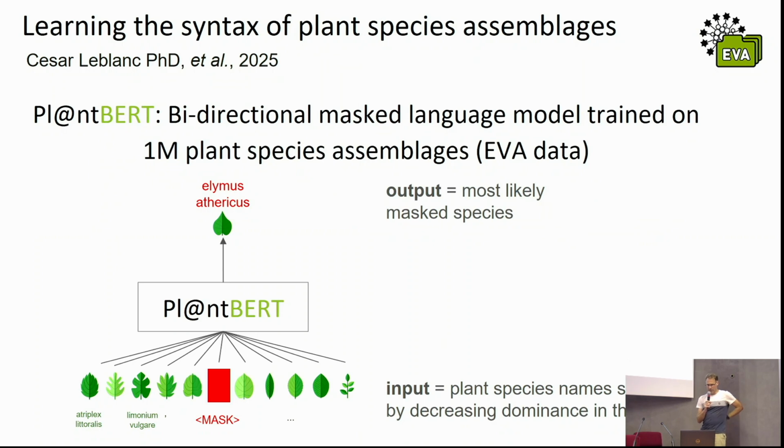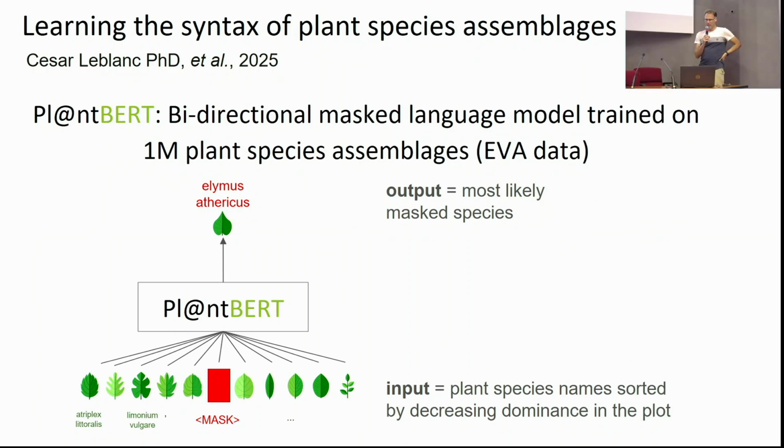And so this is the work of César Leblanc, a PhD student in the team. And so it's called PlantBERT. So it's also using the BERT principle, so those masked language models. So here you will rather mask a species and you train the model to predict which species has been masked, all right? And you do that on a big dataset of species assemblages. So in our case, we used the EVA, the European Vegetation Archive. So it's almost 1 million plots in Europe with all those species. And since it's a language model, we will try to learn the syntax of those assemblages. And so the species are sorted, and they are sorted by decreasing dominance, all right?